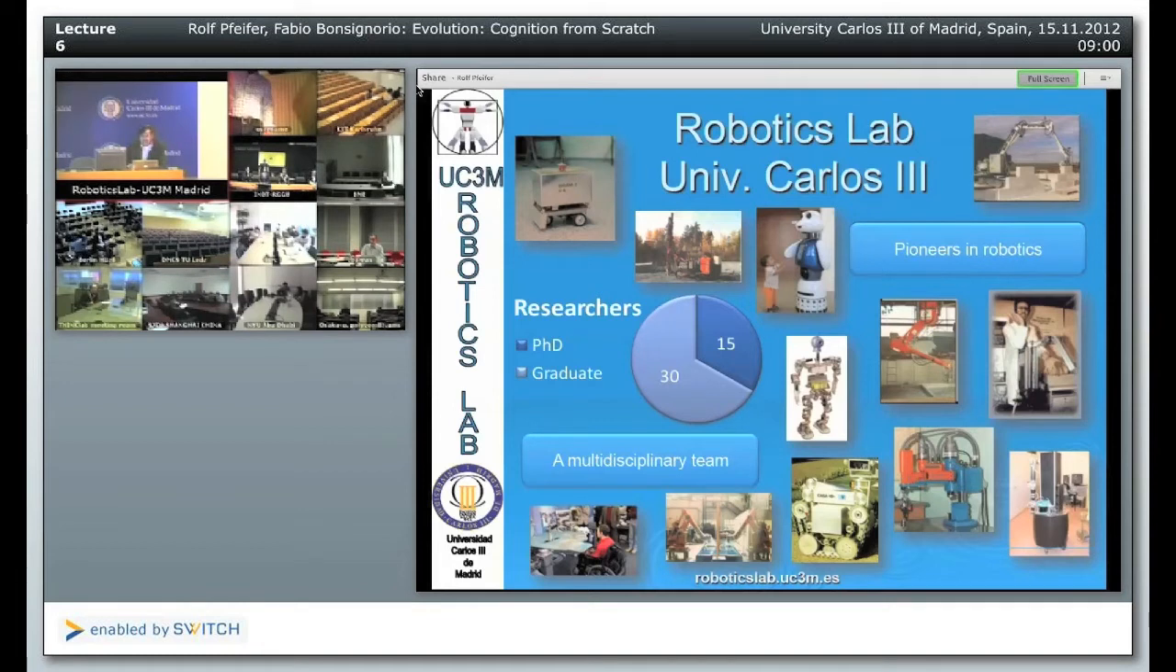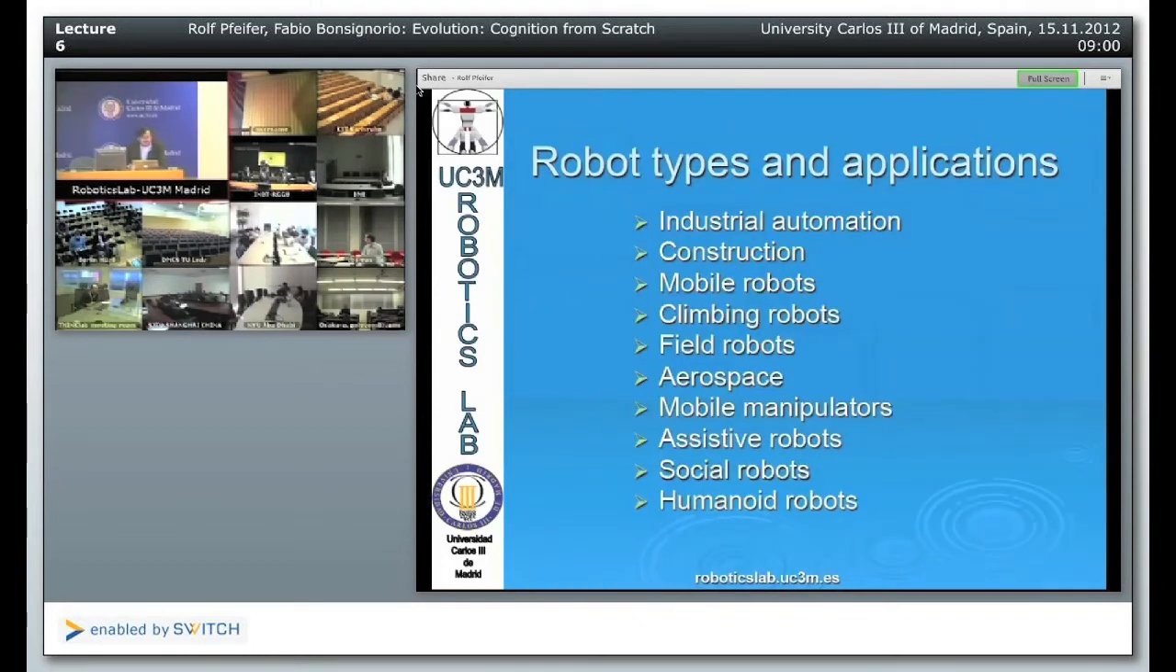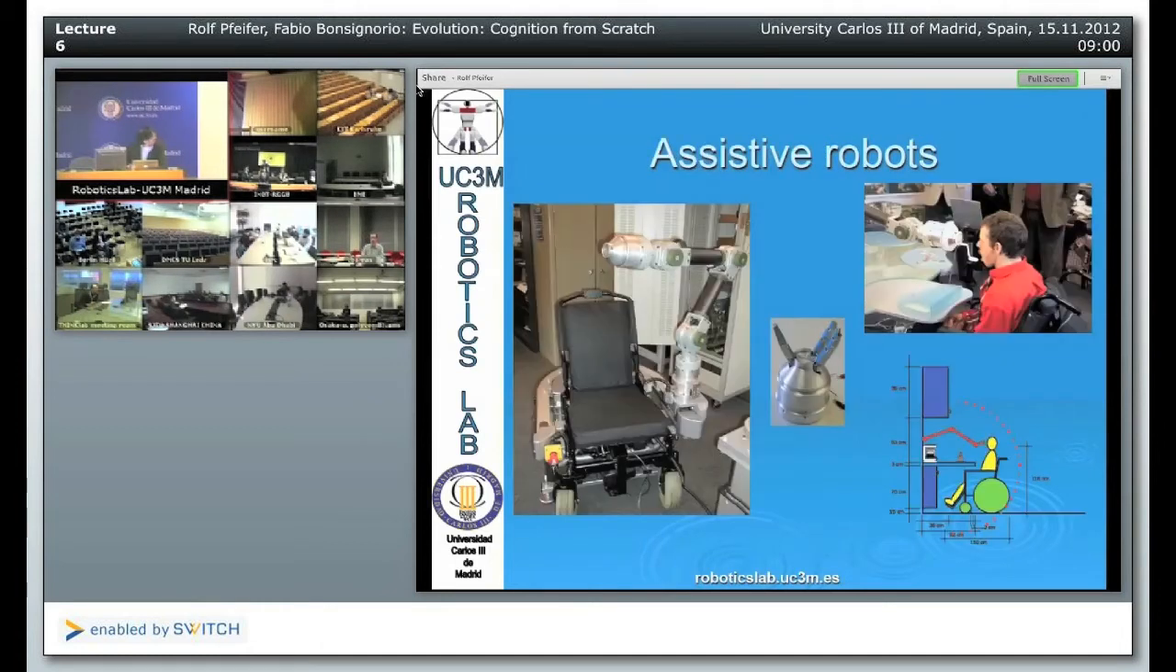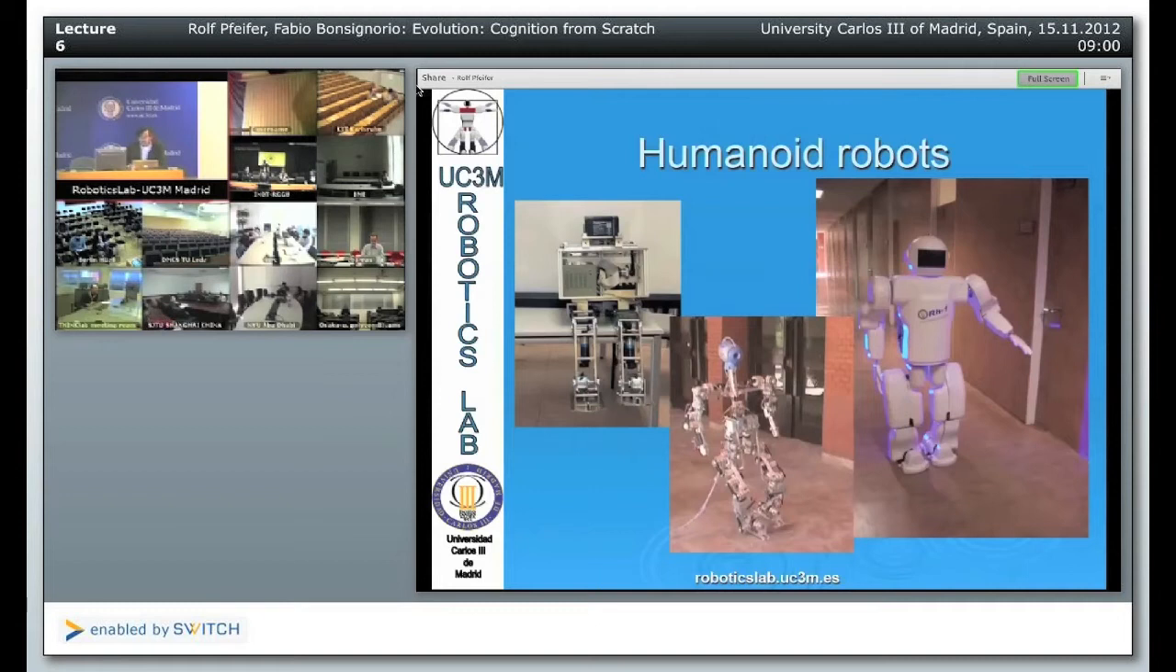We have a long history. Actually, the history of the robotics lab started in 92 when this university, which is a very young university, started. And we are, like many others, active in many fields, from mobile robotics to assistive robotics and social robotics, and even humanoids. We are also involved in the FET flagship proposal, which is a famous initiative ongoing in Europe now. And that's all for now, because we should try to save time, and I will give back the floor to Rolf. Thank you, Rolf, again.